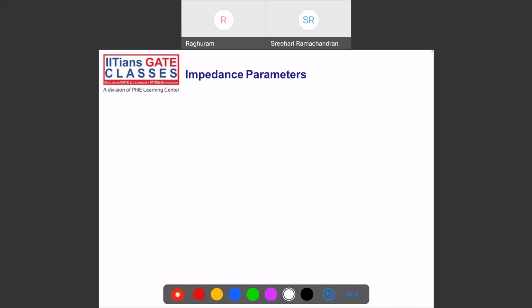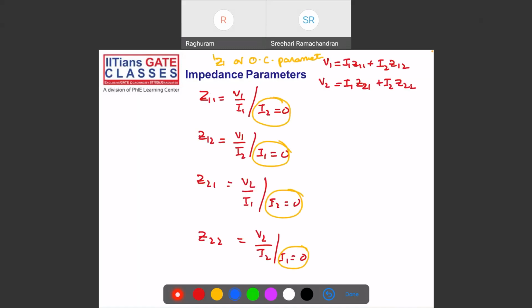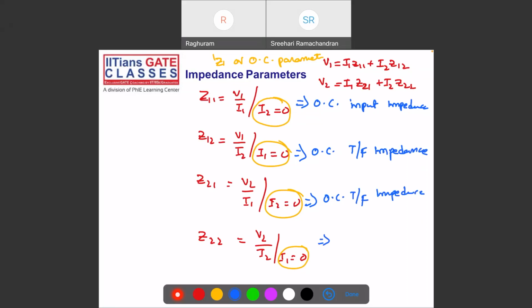This is the open circuit input impedance. These two are called open circuit transfer impedances. Transfer impedance, because V1 by I1, V2 by I1 are not of the same ports. That is why these are called transfer impedances. And this is called the open circuit output impedance.